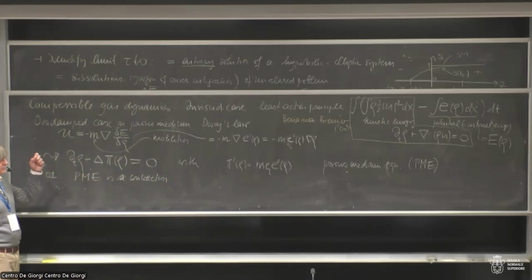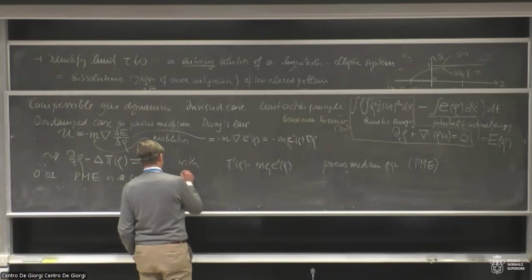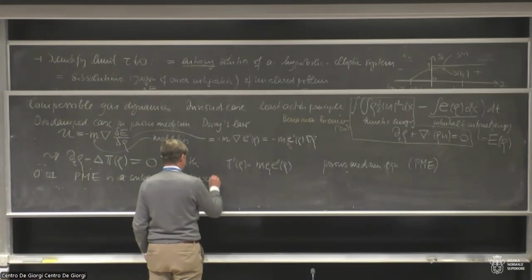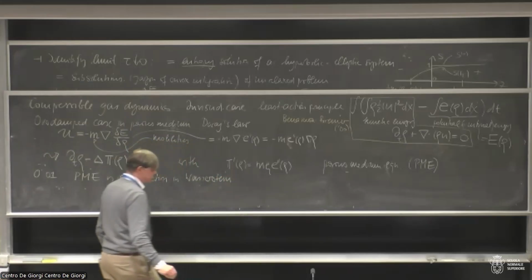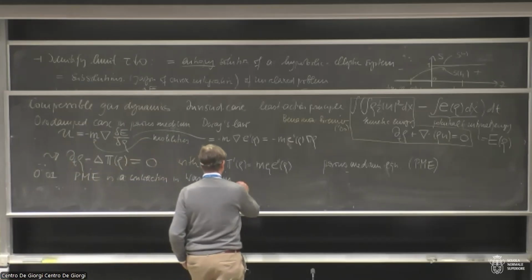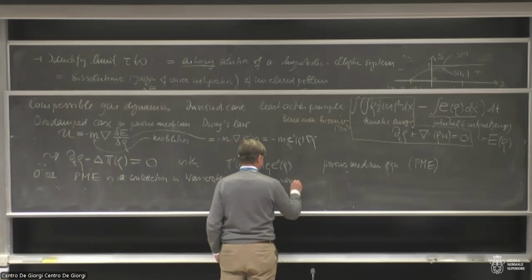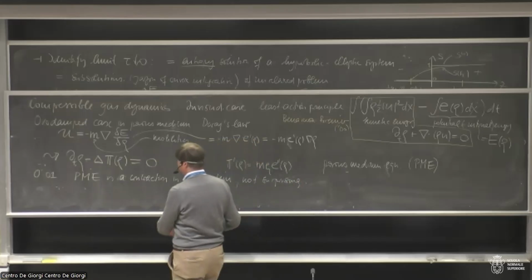It was known that it's a contraction in L1 by the variable doubling method, for instance. It was known that it's a contraction in H minus 1, because in fact it can also be seen as an H minus 1 gradient flow. But in fact, it's also a contraction in Wasserstein. And that's not surprising, because of two observations.